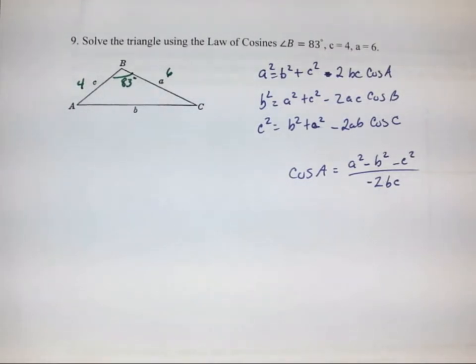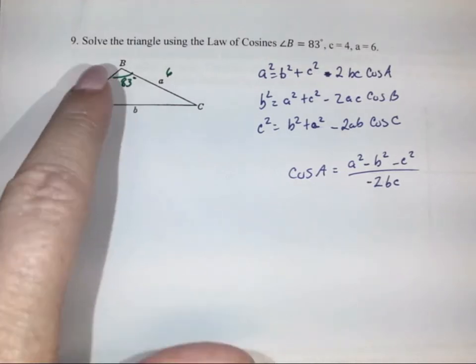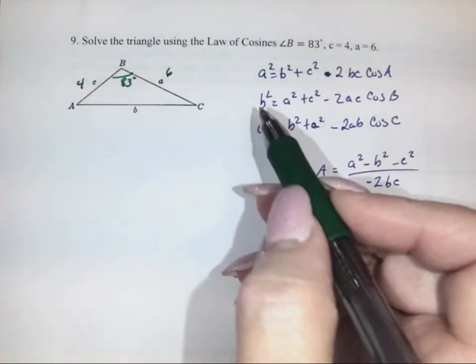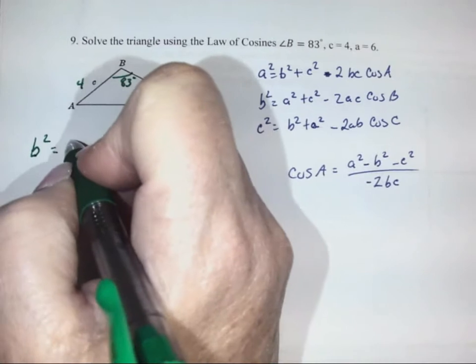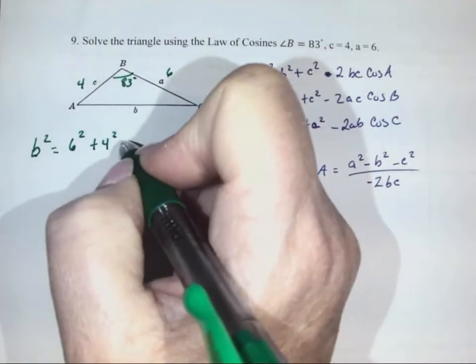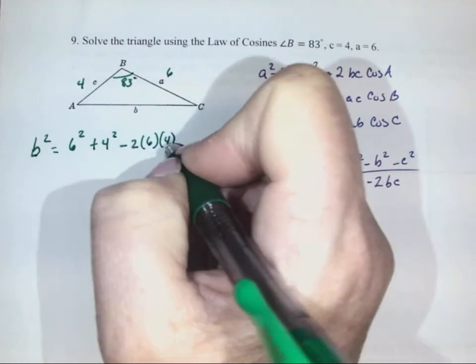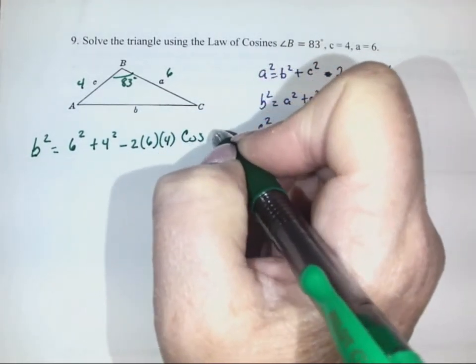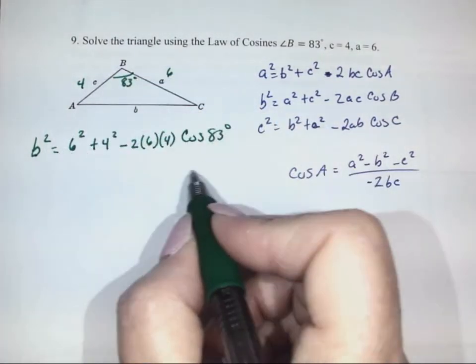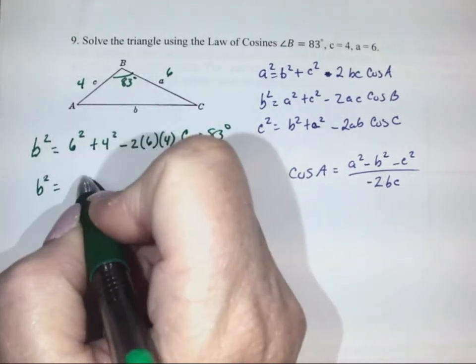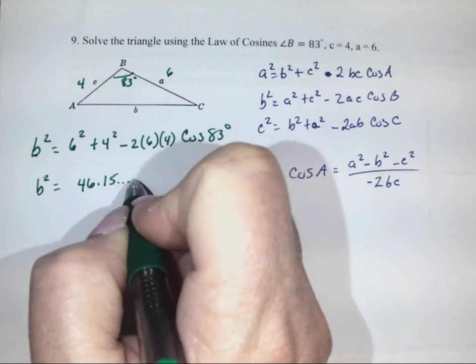So we need to solve for A, we need to solve for C, and we need to solve for little b. We can go with any part that we want to. Let's go up here and let's do little b. Using our formula, we'll have b squared is equal to our a squared, so that'll be 6 squared plus our c squared of 4 squared minus 2 times 6 times 4 times the cosine of 83 degrees, because that's our B. Now you can put this all into the calculator. You'll end up with b squared is equal to 46.15, and it continues on.